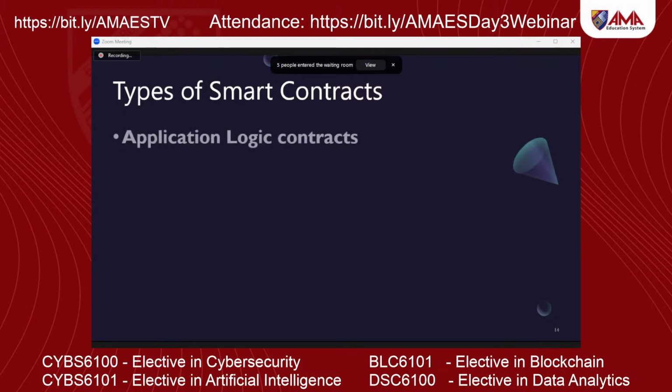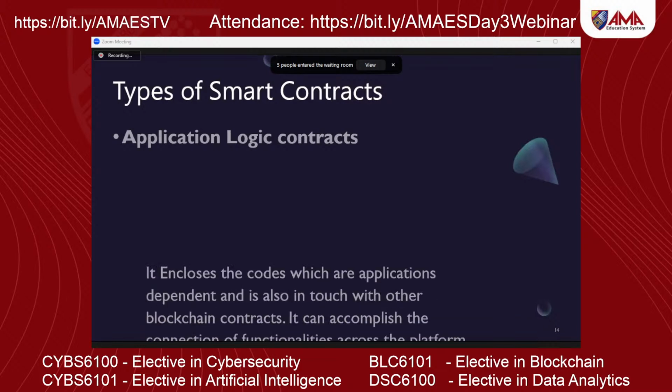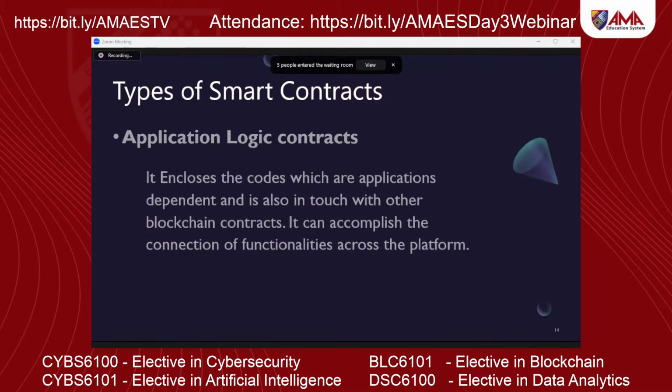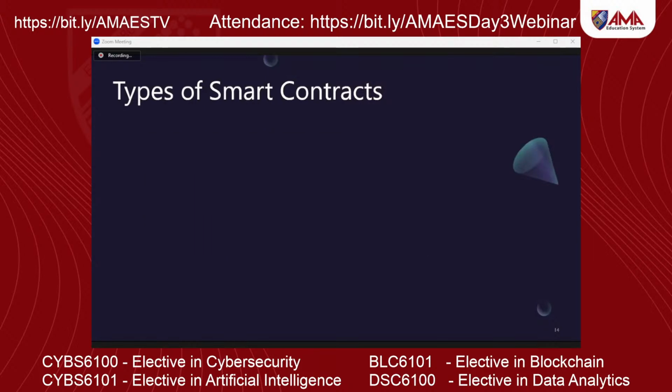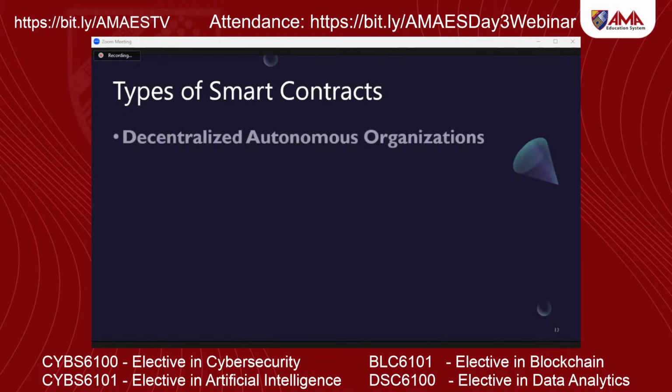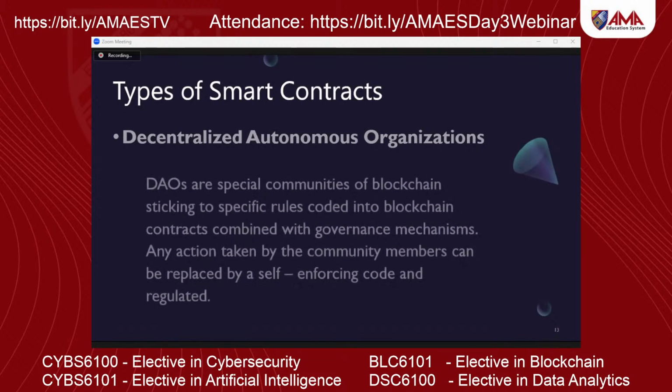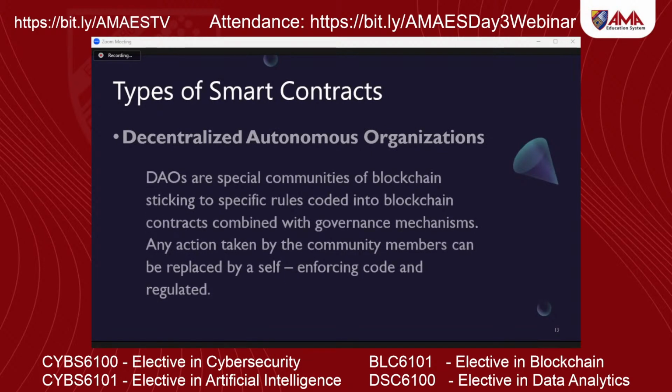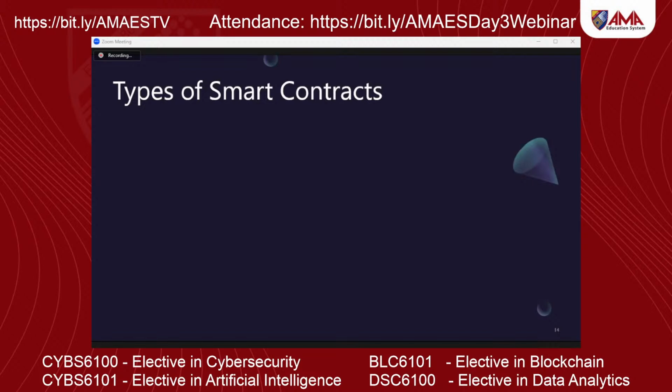Then third one, application logic contracts. It encloses the codes on which our application depends, and it is also attached with other blockchain contracts. It can accomplish the connection of functionalities across the platform. So yun yung tatlong types of smart contracts. Okay? First one, smart legal contracts. Then the next one is DAO, or Decentralized Autonomous Organizations. And the third one is application logic contracts.